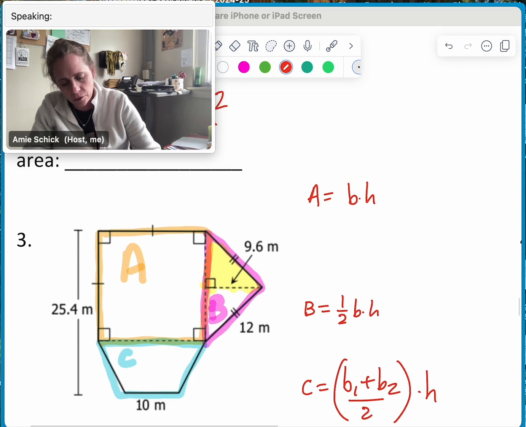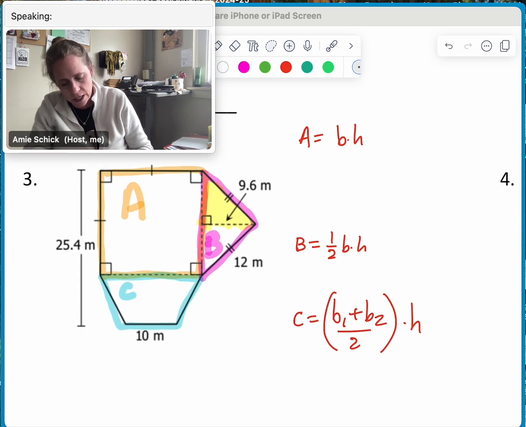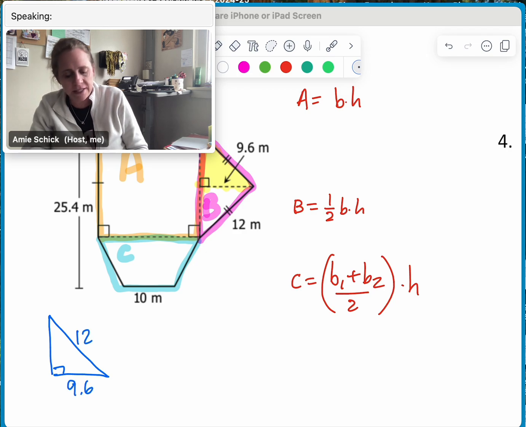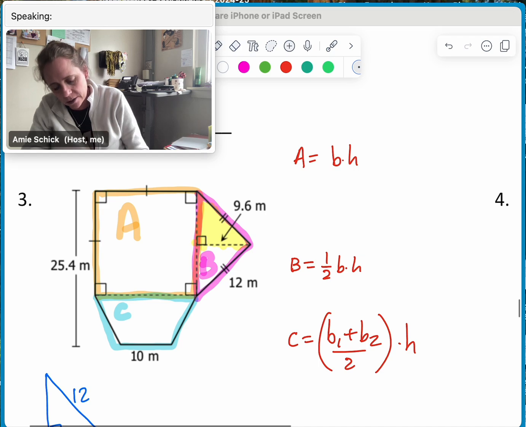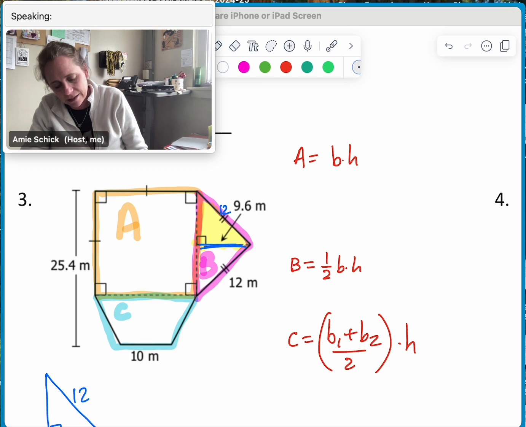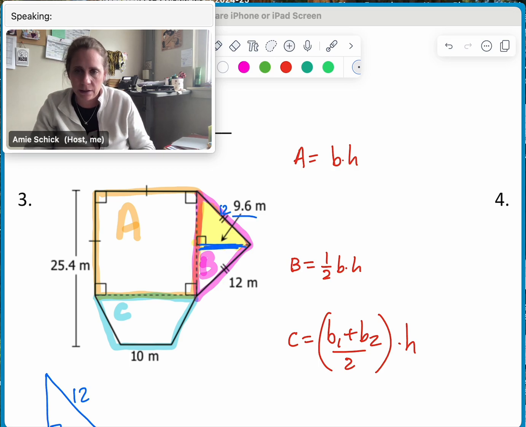So that yellow triangle, where should I put this? I think I'm going to put it down here. This is 9.6 and this is 12. And now you're going to say, but wait a minute, I thought the outside was 12. I know this picture is kind of deceiving. So the 12 is where the tick marks are. So that's 12. And then the 9.6 is trying to point at that height.